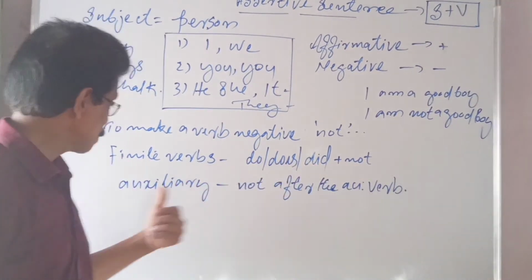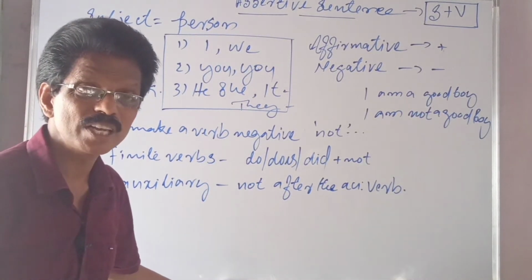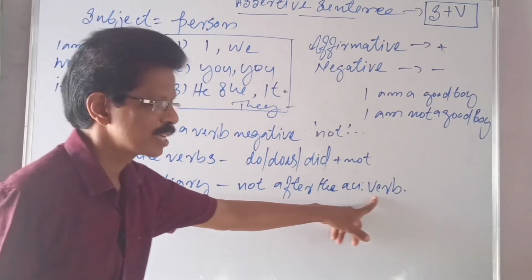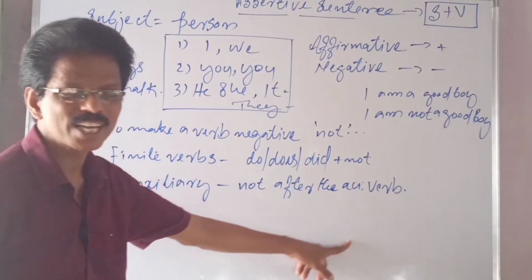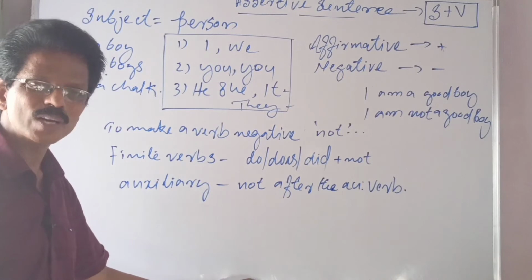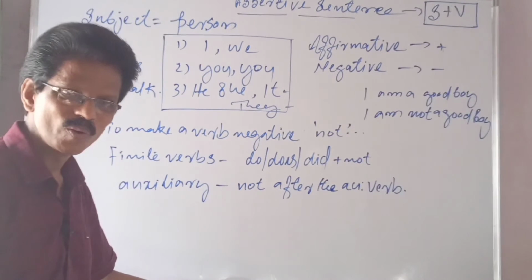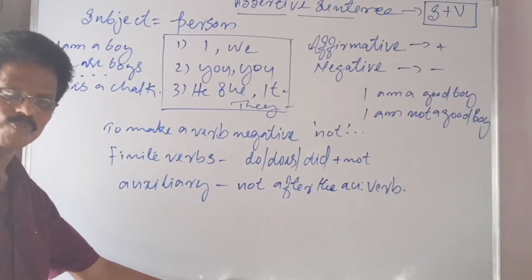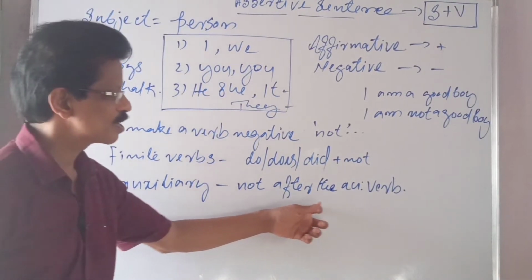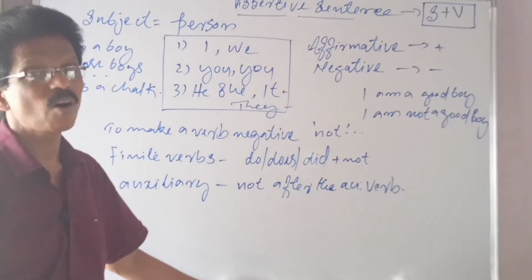Is it not so? If the verb is an auxiliary or helping verb, not is used after the auxiliary verb. I shall go, I shall not go. I will go, I will not go. He will come, he will not come. She will come, she will not come. He can go, he cannot go. He may go, he may not go. She may come, she may not come. So, use not after the auxiliary verb. Okay?